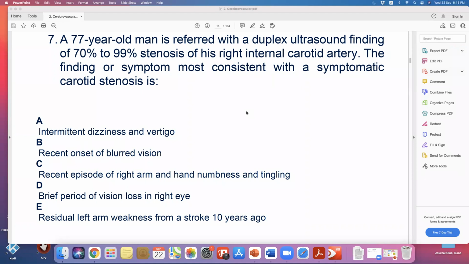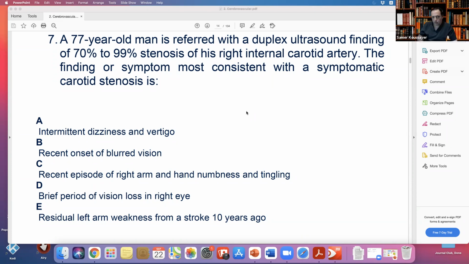So we'll go back again to that question. What are the symptoms of carotid stenosis? Dizziness and vertigo, no. Recent onset of blurred vision: if it's both eyes, it is not. If they tell you just one eye, the same one, like in D, vision loss in the right eye is specific, then yes, this is from the right internal carotid stenosis. But blurred vision in general, where the question didn't say right or left, I will consider both eyes, so it's not a symptom of carotid stenosis. So it's D, brief period of vision loss in the right eye.